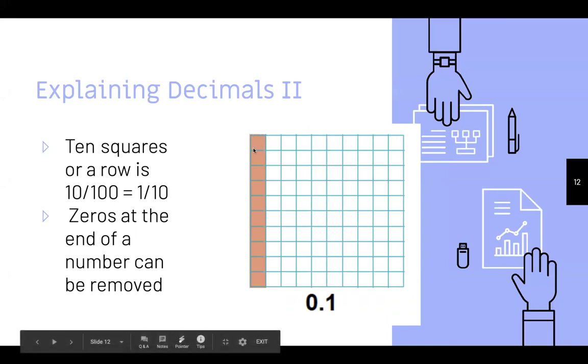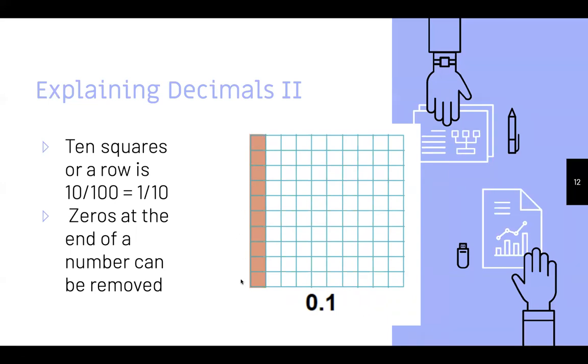It's actually the same as saying, if we count all the squares, we know there are 100 squares, and if we count the columns or rows, we know there are 10. So it's the same as saying 10 hundredths. 10 hundredths is 0.10. But when you have zeros at the end of a decimal, you can just remove them. 0.10 is the same as saying 0.1.